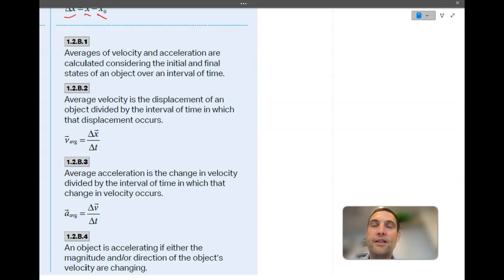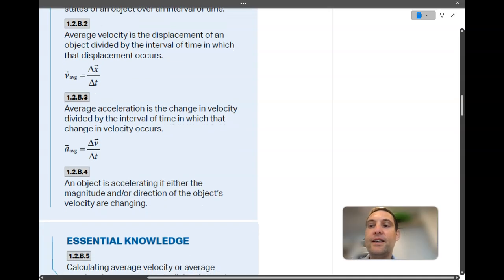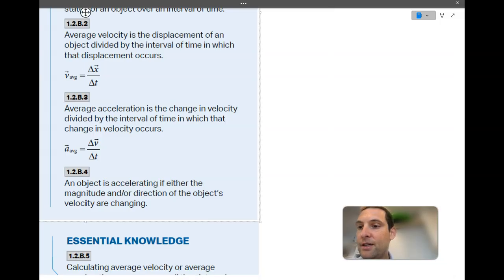So if your initial velocity is 5 and your final velocity is 10, the average velocity could be between those two. So it could be 7.5. For it to be 7.5, we're assuming that those two velocities are happening for the same amount of time, which may or may not be true. Average velocity is the displacement of an object divided by the interval of time that displacement occurs.